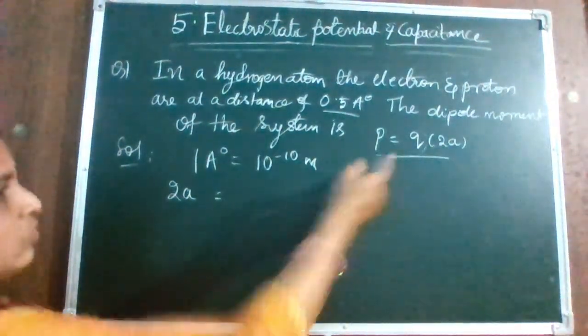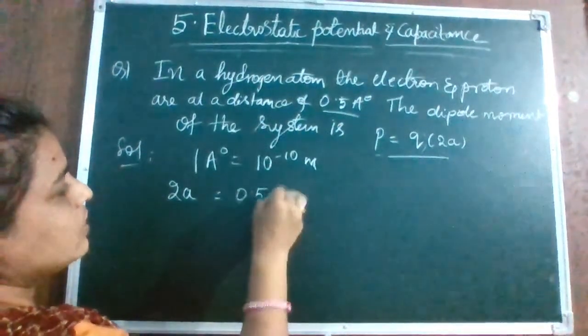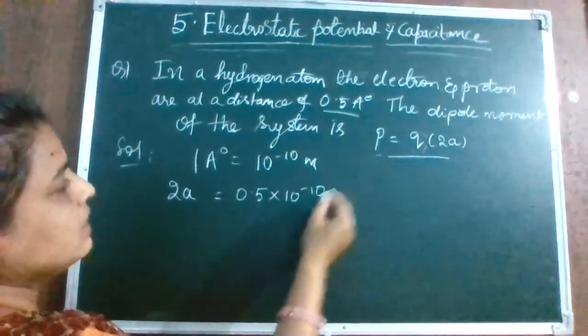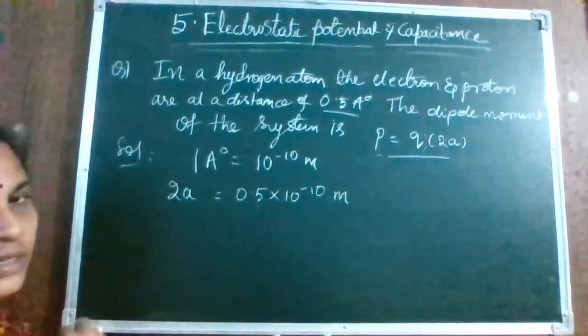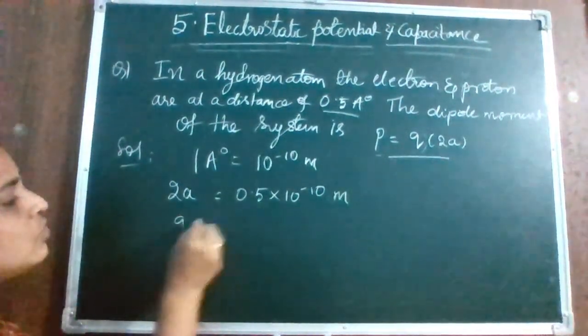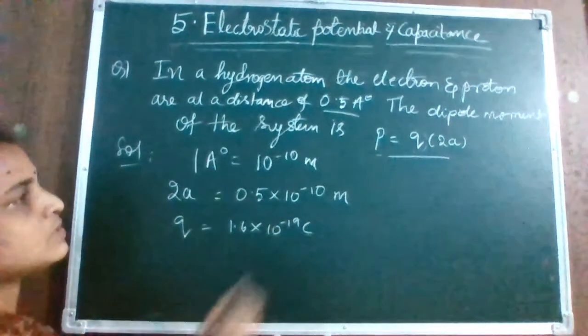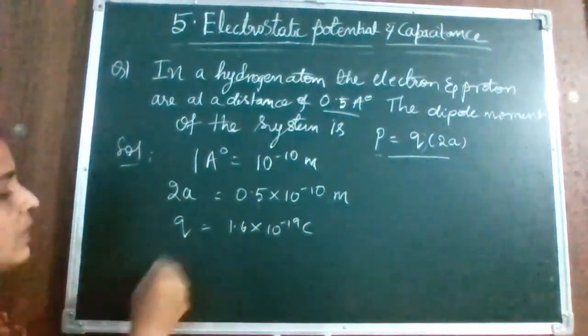So 2a, he has given 0.5 angstrom units, into 10 to the power of minus 10 meters. We have to convert it into meters, since he has given angstrom units. And next Q is 1.6 into 10 to the power of minus 19 coulombs. So by placing these values, we can solve.